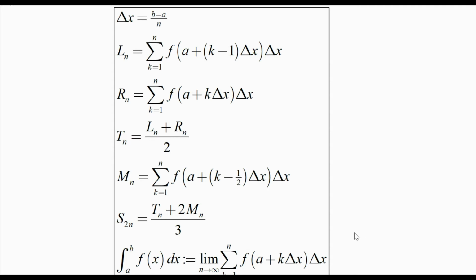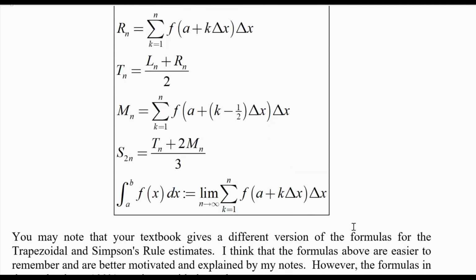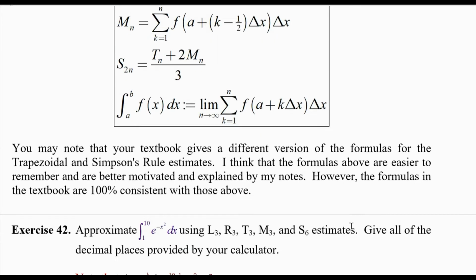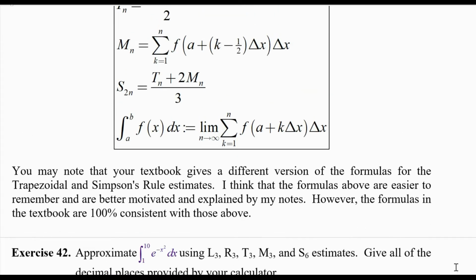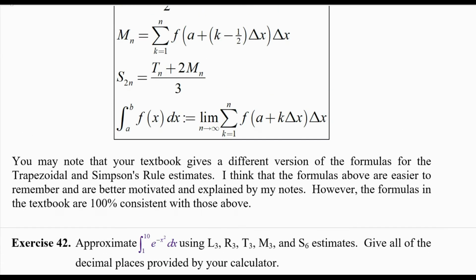So that gives us some approximation techniques. Let's put those to work in an example here. Let's just see if you can try this one. Approximate the integral from 1 to 10 of e to the minus x squared dx using left 3, right 3, trapezoid 3, midpoint 3, and Simpson's 6 estimates, and give all the decimal places provided by your calculator.